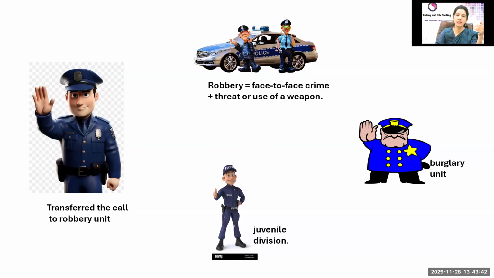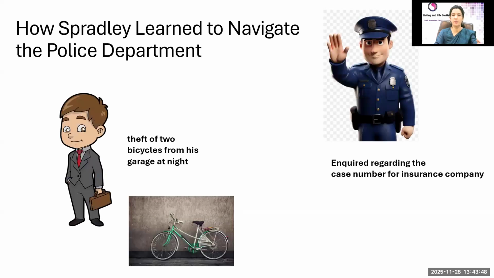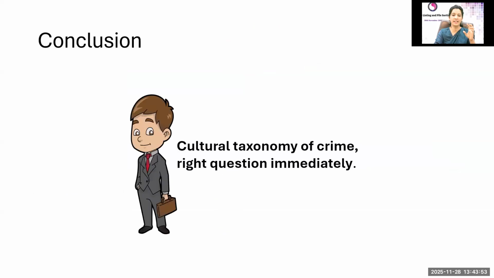And then ultimately the juvenile division gave the case number which this person, Spradley, wanted. But what he said at the end of this activity was that if he had known the cultural taxonomy of crime, meaning what is meant by robbery, what is a burglary, what is juvenile, he could have posed the question immediately. He should not have said robbery, because then they defined what a robbery is.